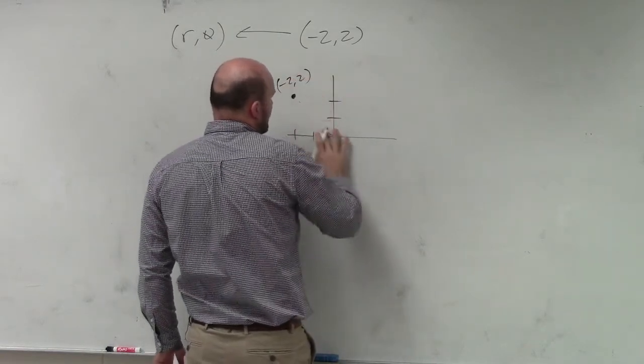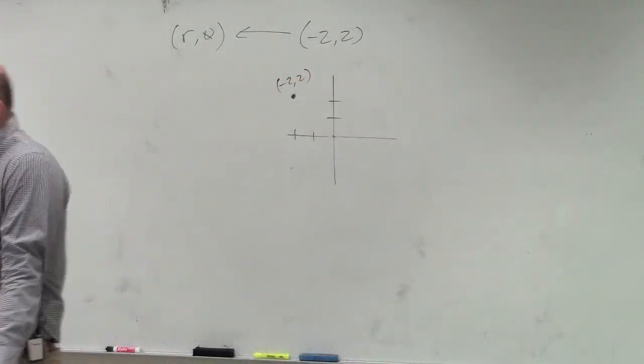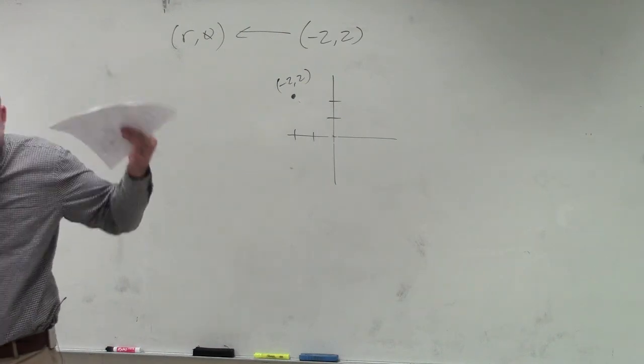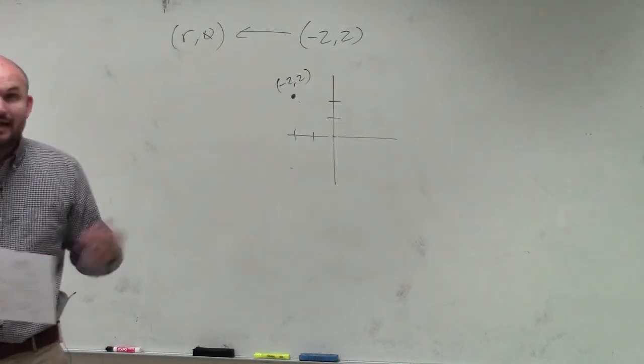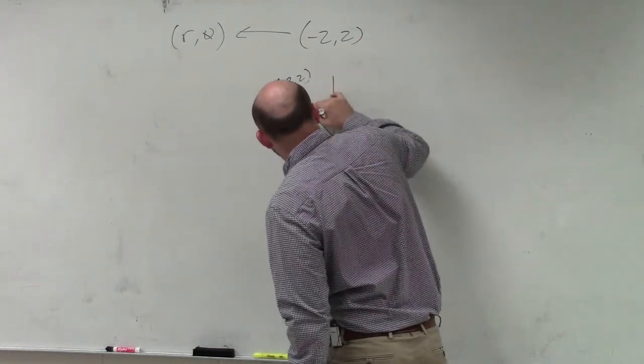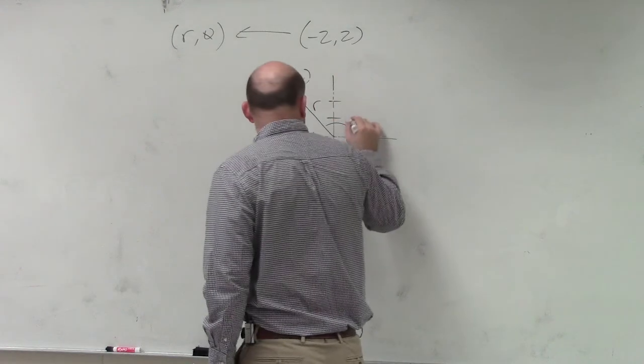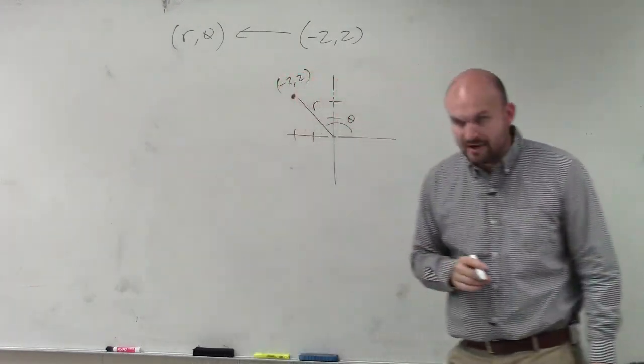Here's your rectangular coordinates, right? Everybody agrees with me. Everybody can plot the point. So if you get confused, you know that, all right, well, I can at least plot the points, right? And then what we're looking for is what is this length. In polar form, we're looking for the length, which is r. And we're also looking for the angle, which is theta, right?